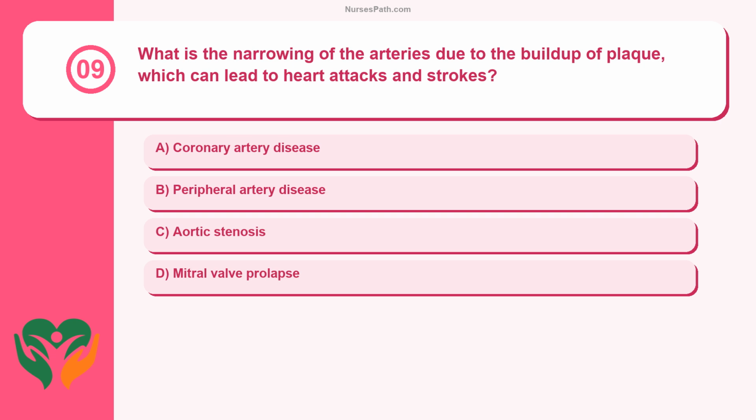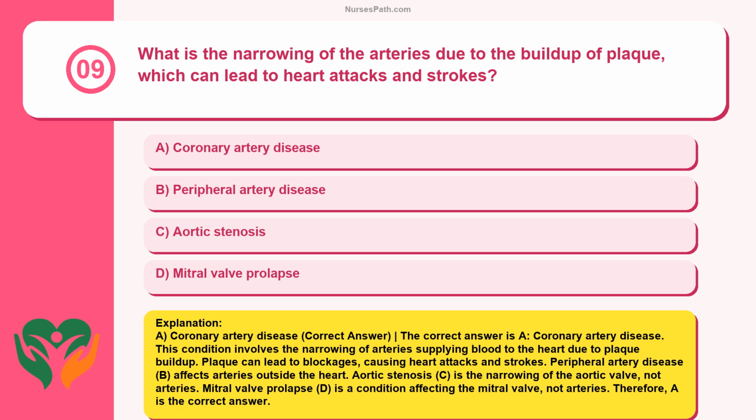Question 9. What is the narrowing of the arteries due to the buildup of plaque, which can lead to heart attacks and strokes? Coronary artery disease, peripheral artery disease, aortic stenosis, mitral valve prolapse. A. Coronary artery disease. Correct answer. The correct answer is A. Coronary artery disease. This condition involves the narrowing of arteries supplying blood to the heart due to plaque buildup. Plaque can lead to blockages, causing heart attacks and strokes.